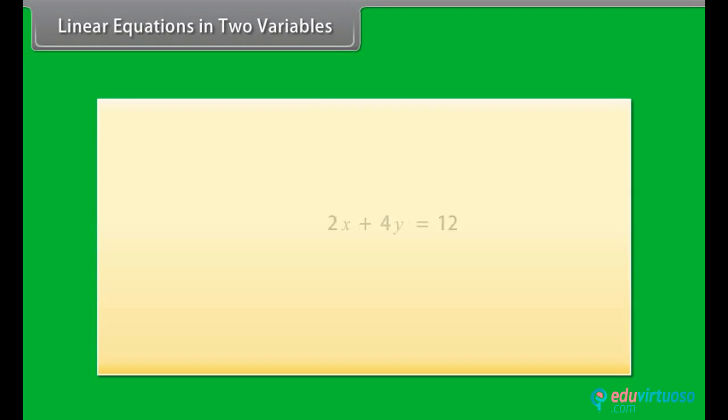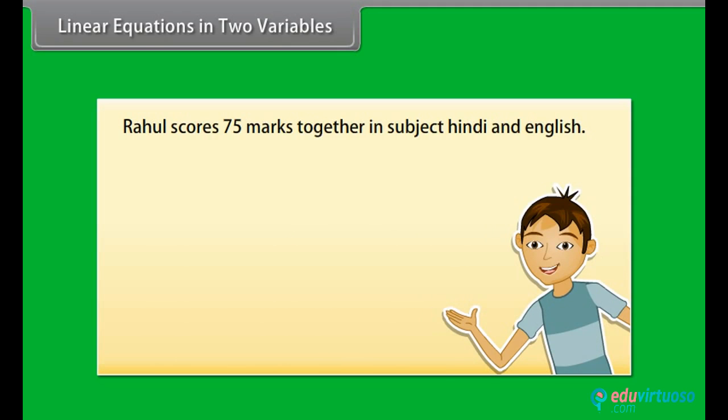Linear equations in two variables. A linear equation can have more than one variable. Here we'll study the linear equations in two variables. Let's take an example. Rahul scores 75 marks together in subjects Hindi and English. Now how can we express this information in the form of an equation?